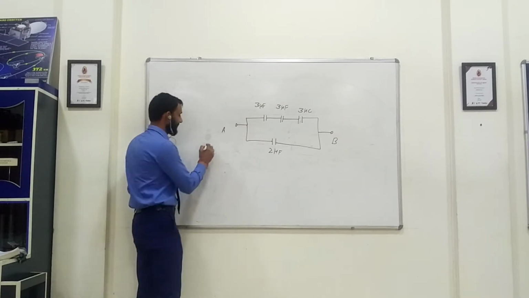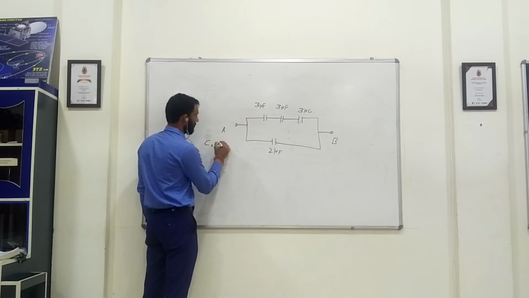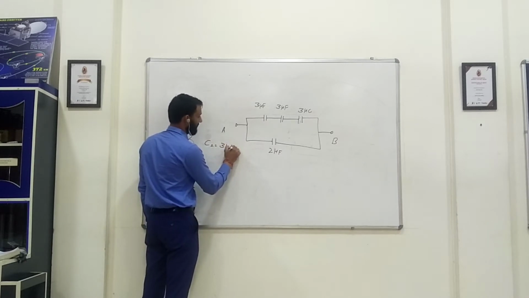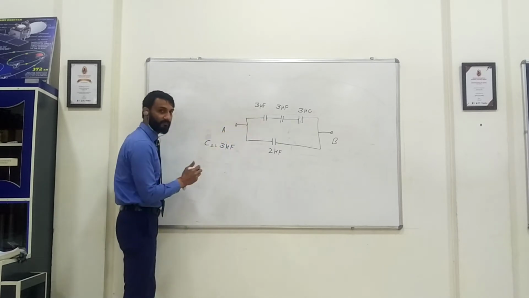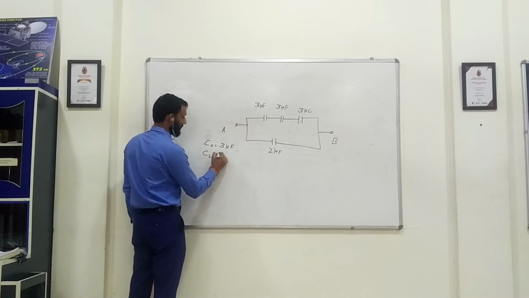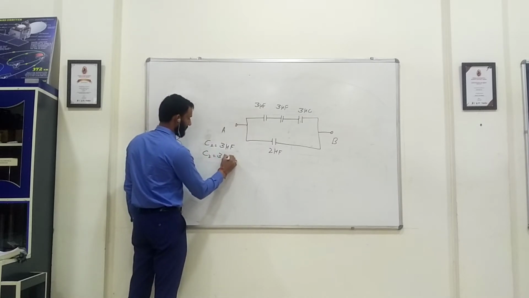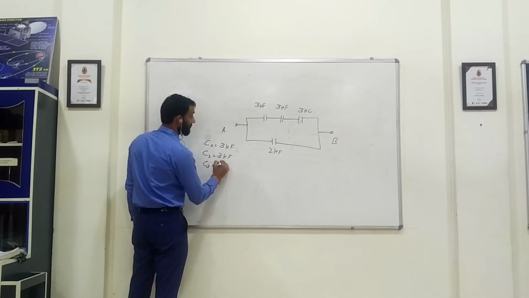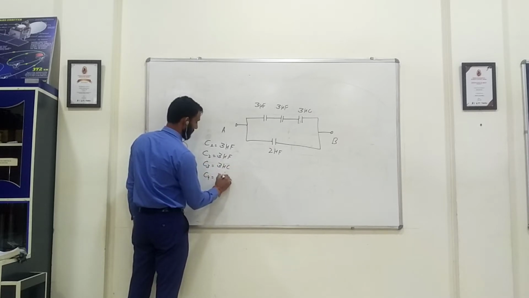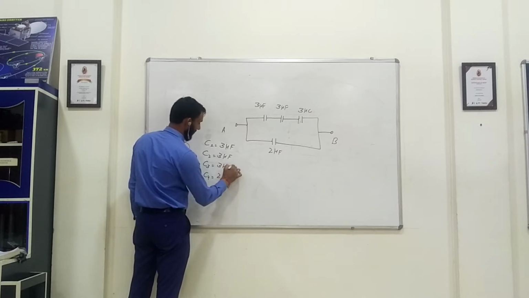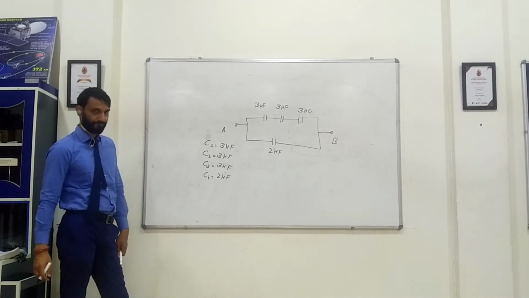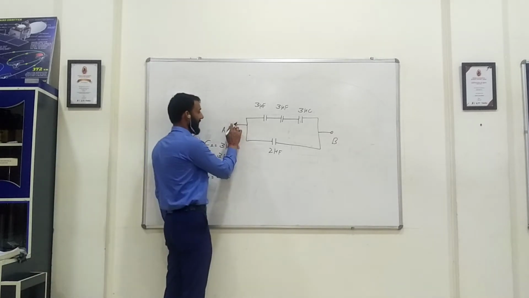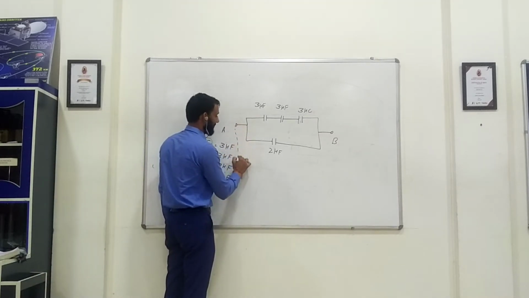I always suggest to my students that first of all you should give names if the names are not given. So C1 is this, then C2 is this, then C3 is equal to 3 microfarad, and then C4 is equal to 2 microfarad. I'm sorry, I wrote coulomb, it is farad. Right? And now you can see I connected an imaginary battery.